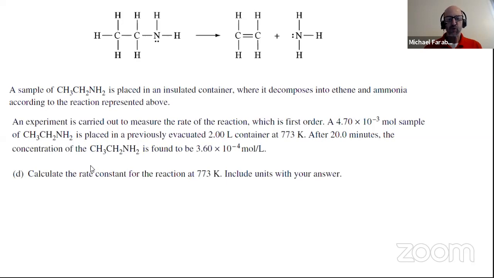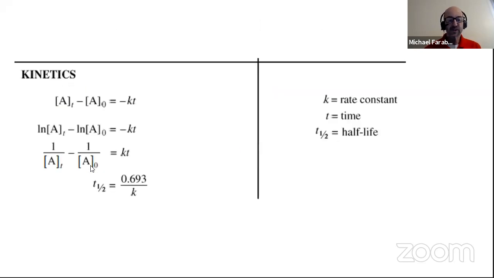This has to do with rate of reaction. So we are told that an experiment is carried out to measure the rate of the reaction, which is first order. They give us information about moles of this chemical. They talk about after 20 minutes, there's a new concentration, calculate the rate constant. You should know, and again, I mentioned this before, we have the AP equations and constant sheet. You should know that there are several equations.